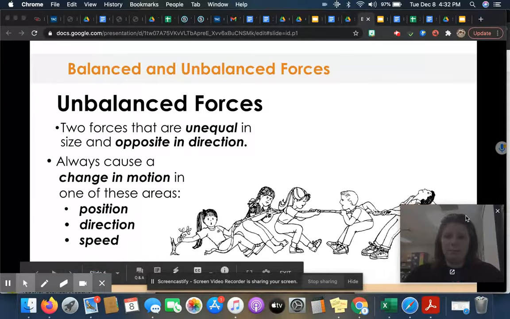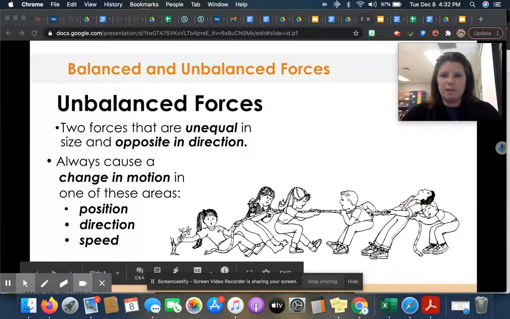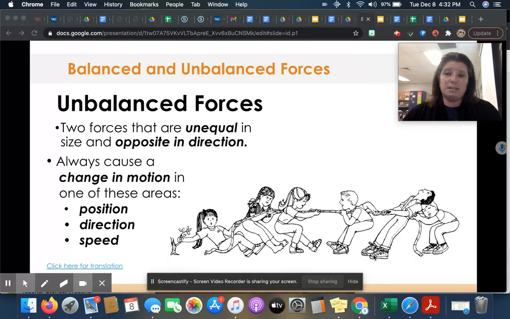So for example, let me move my little picture up here. You see these children on the picture that are playing tug of war. That's probably something we've all played. Well, if I have a couple of children on one side that are applying more force to pull that rope towards our end, compared to the other side, it's not balanced because one has more force than the other.